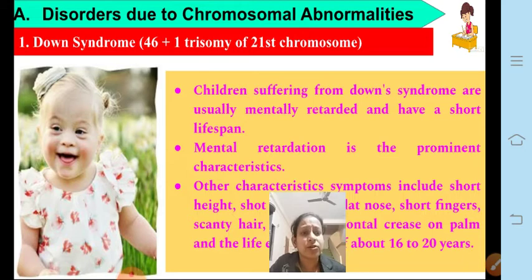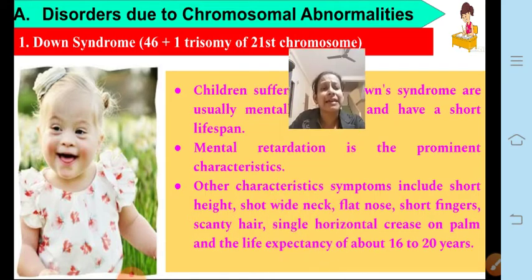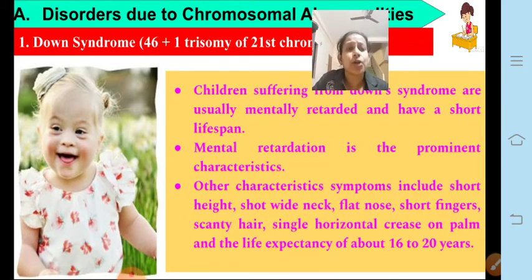Poor children, I'm not talking about poor in the sense of money, but poor because they have a very short lifespan, only up to 16 to 20 years, whatever time they are living with that disorder. Mental retardation is the prominent characteristic in these children. Other symptoms include short height.